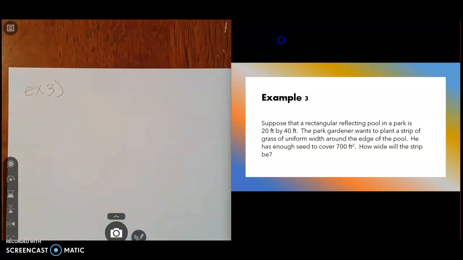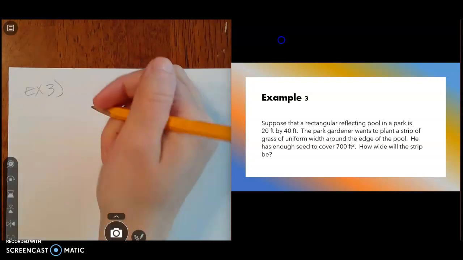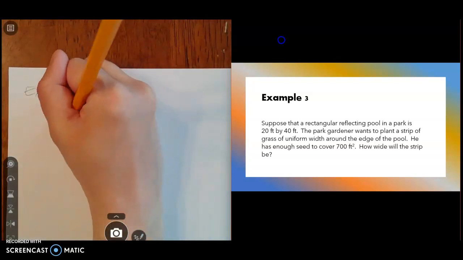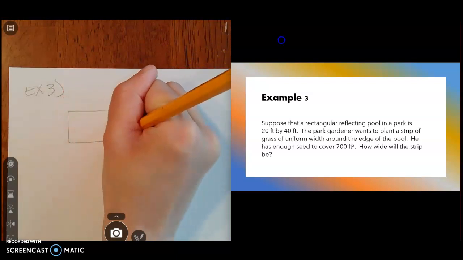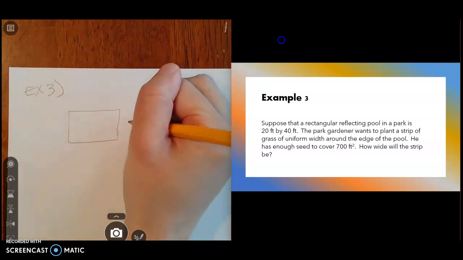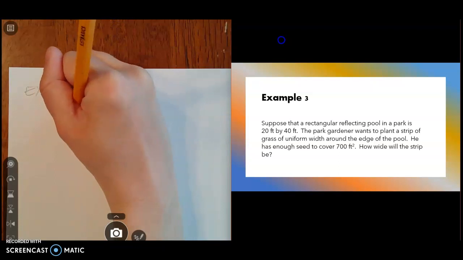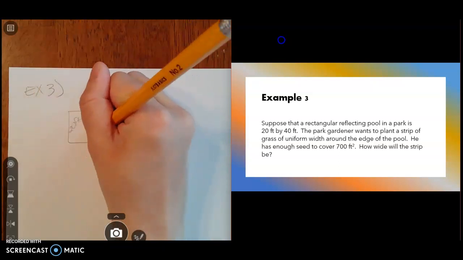We have a rectangular reflecting pool in a park that is 20 feet by 40 feet. So this is not one of those pools that people swim in. It's just a pretty one. It probably has a fountain in the middle or something nice. So we've got this rectangular reflecting pool. And again, I'm very visual, so I'd rather draw a picture to illustrate what we have here. It's 20 feet by 40 feet. Okay.